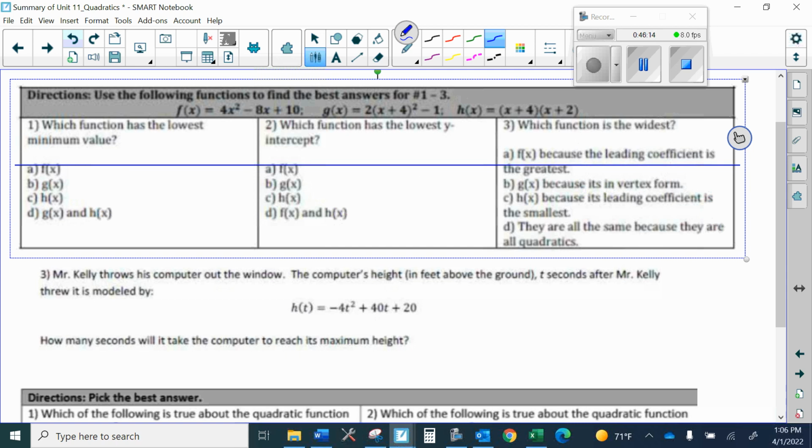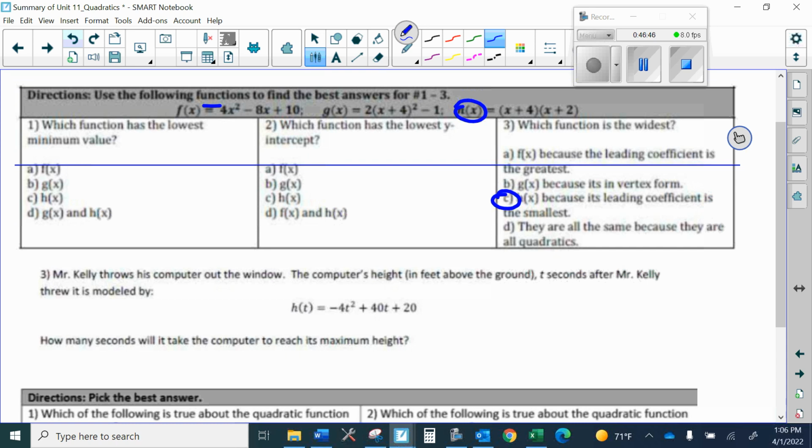Okay? So I said, which one is the widest? H of x, because its leading coefficient is the smallest. And a better answer would be the absolute value of its leading coefficient is the smallest. Because like I said, if that was a -4, -4 is smaller than 1, but that would not be the answer still, because the negative part just tells me it opens down. So it really should say that the absolute value of the leading coefficient is the smallest. That'd be the absolute value of a right there. It's absolute value.